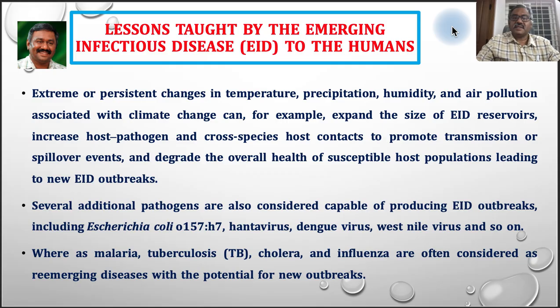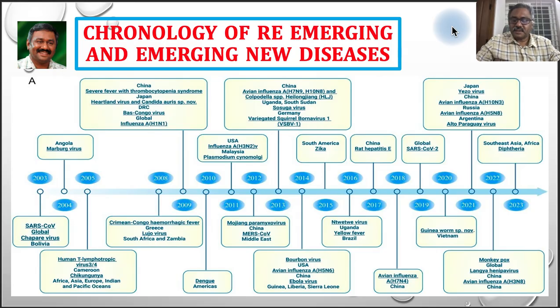Lessons taught by the emerging infectious disease to the humans. Extreme or persistent changes in temperature, precipitation, humidity, and air pollution associated with climate change can, for example, expand the size of emerging infectious disease reservoirs, increase host-pathogen and cross-species host contacts to promote transmission or spillover events, and degrade the overall health of susceptible host populations, leading to new emerging infectious disease outbreaks. Several additional pathogens are also considered capable of producing emerging infectious disease outbreaks, including Escherichia coli, hantavirus, dengue virus, West Nile virus, and so on. Whereas malaria, tuberculosis, cholera, and influenza are often considered re-emerging diseases with the potential to cause new dimensions in disease.